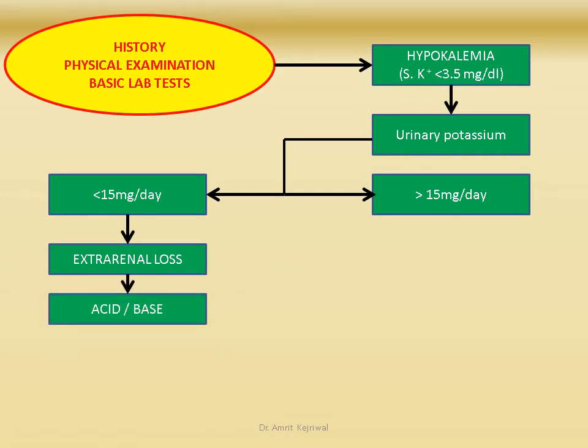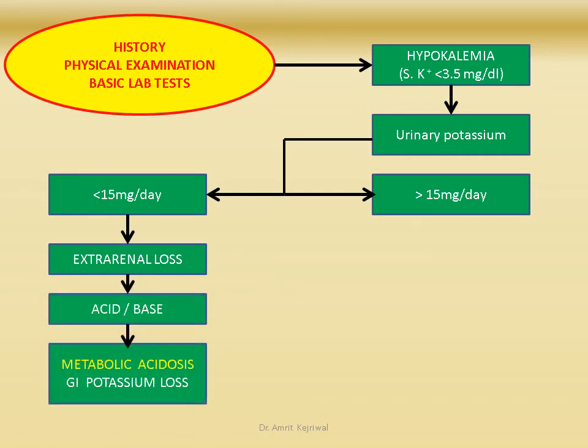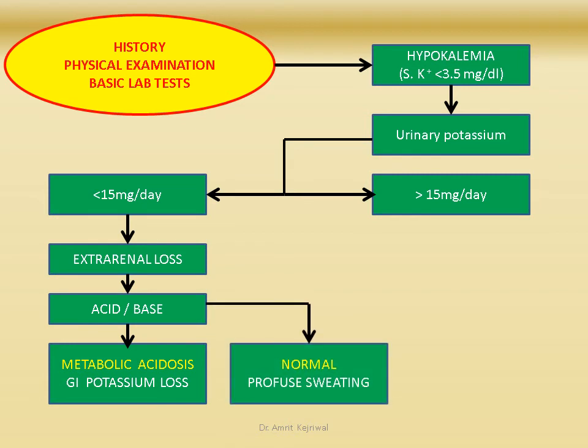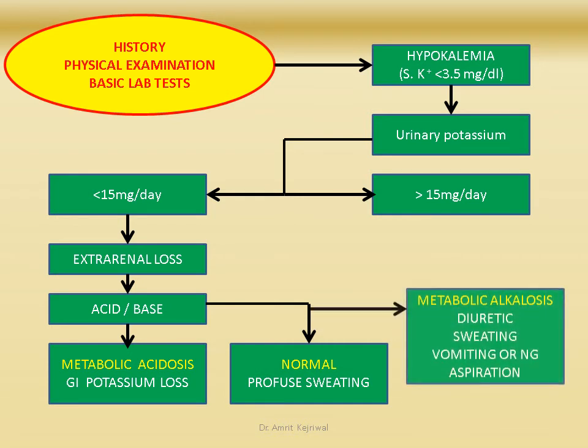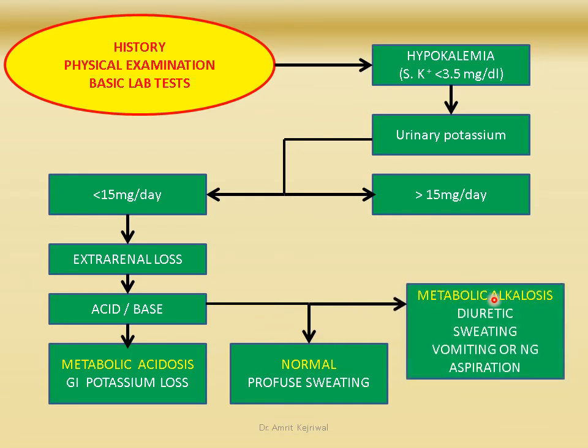So do the acid-base balance. The patient may have metabolic acidosis, which means GI potassium loss. If it's normal, then the patient could be having something like profuse sweating, and the patient may have metabolic alkalosis, which is due to diuretics, sweating, vomiting, or nasogastric aspiration.